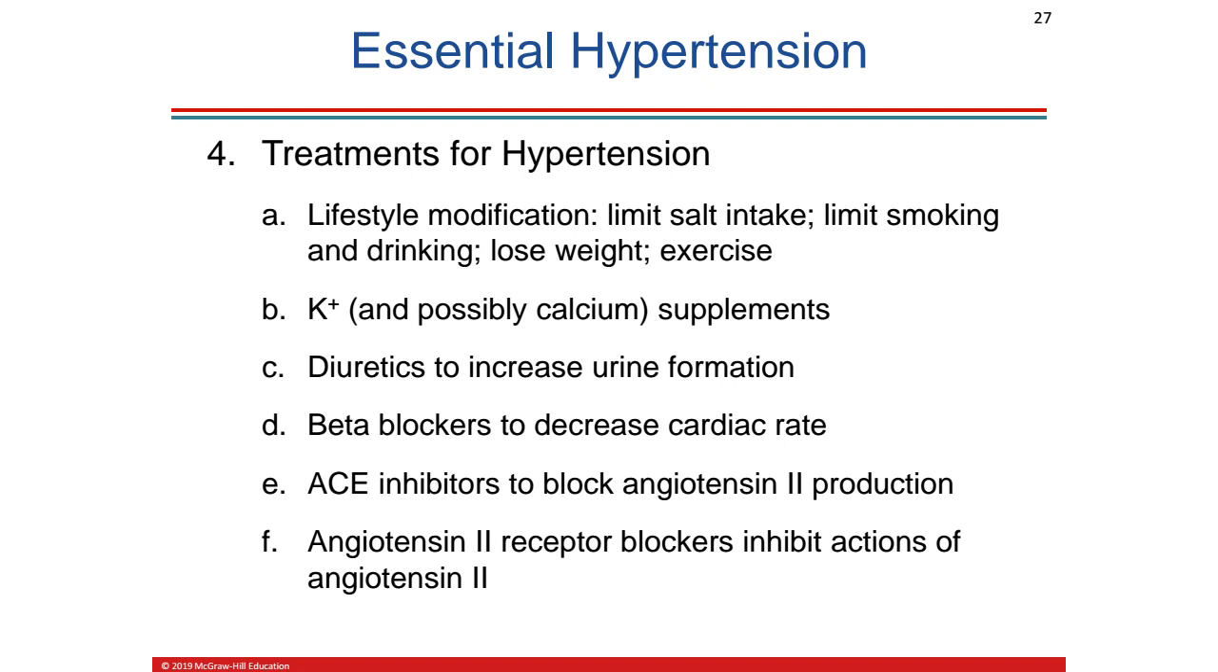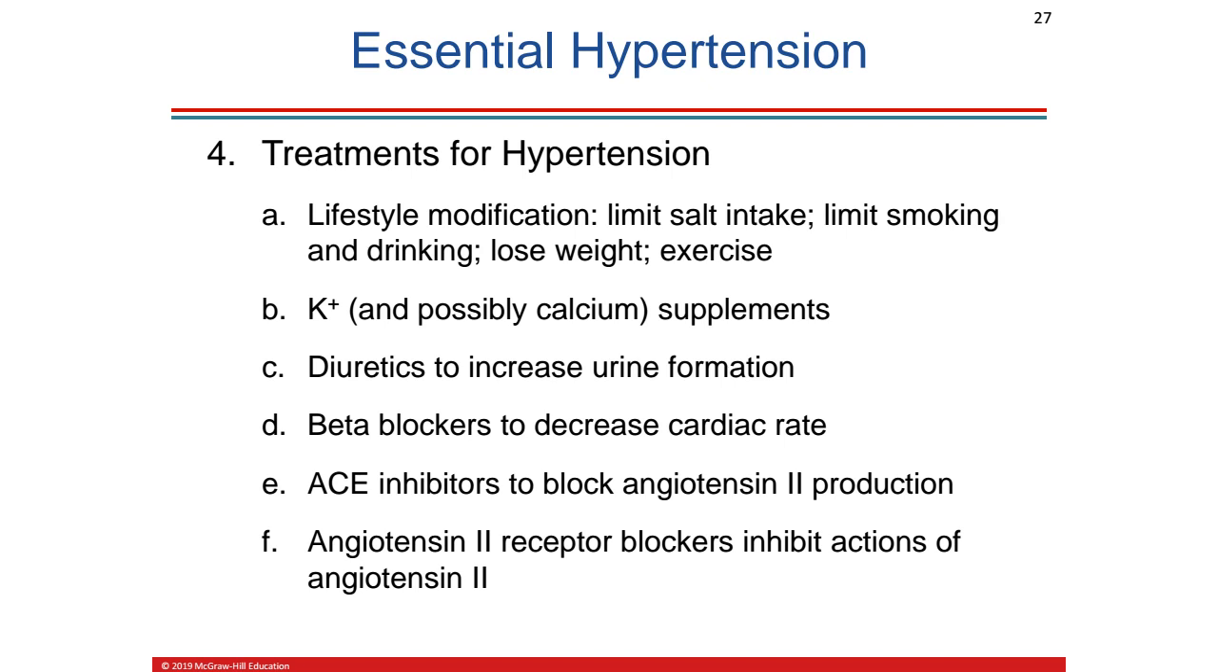Diuretics are also very helpful. Diuretics, to remind you, are drugs that lead to increased urine formation. If you increase urine formation, this leads to a reduction in blood volume. This leads to less venous return, lower end diastolic volume, and therefore smaller stroke volume, and therefore lower cardiac output.